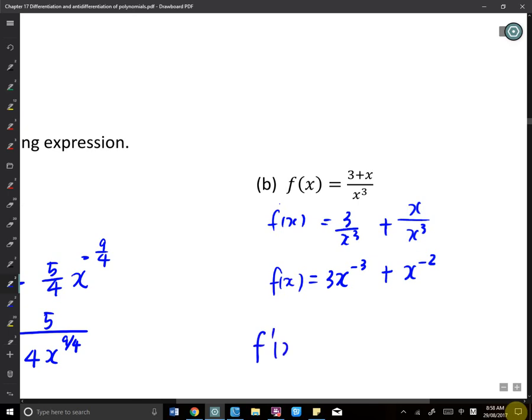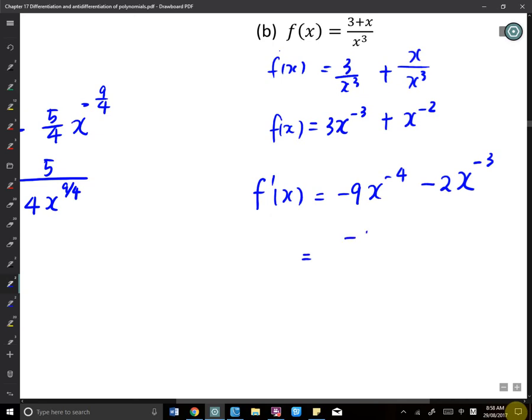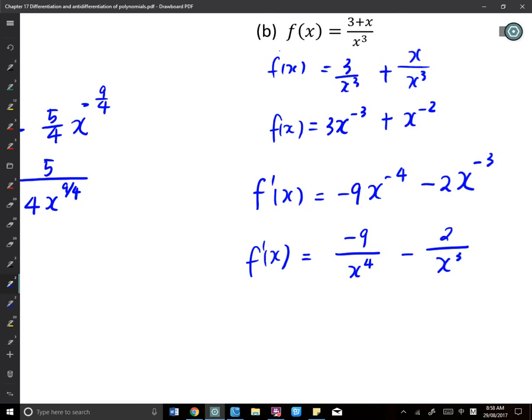And then the next line will be f dash x equals minus 9 x to the power of minus 4 minus 2 x to the power of minus 3. That's minus 9 over x to the power of 4 minus 2 over x to the power of 3. It just looks a little bit better. There's nothing wrong with keeping your answer in the second last line, but I just want to put it in fraction form. It makes more sense to me for a negative power to be in the denominator.